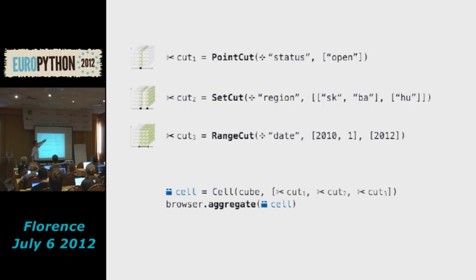So you have point cut, you specify the dimension, and you specify the path. So for example, the point is going to be 2010 or whatever. The set is just a list of paths, and the range is from to. Yeah, it's really simple. And then if you have the cuts, you create the cell. So this is the context of interest you are looking at, and then you aggregate the cell you're interested in.